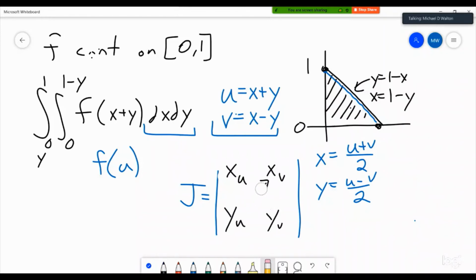Now that we have it in the correct form, as opposed to the incorrect form earlier, we can figure out what those things are going to be. So the derivative of x with respect to u is 1/2. X with respect to v is a positive 1/2 again.